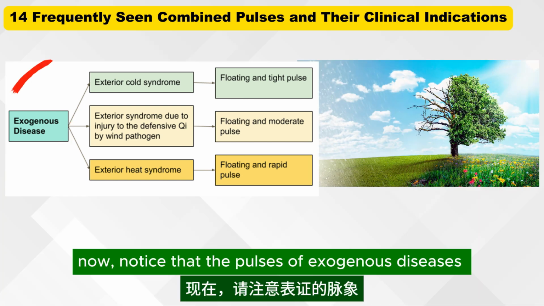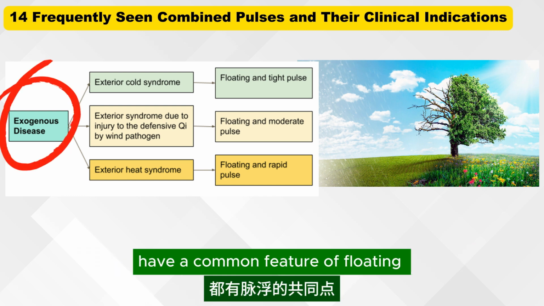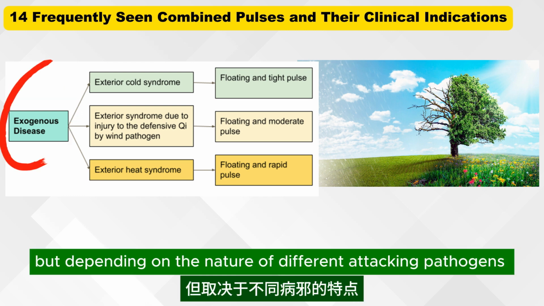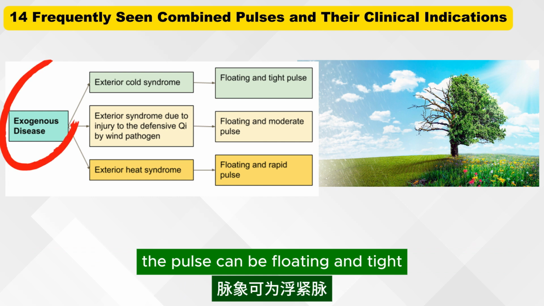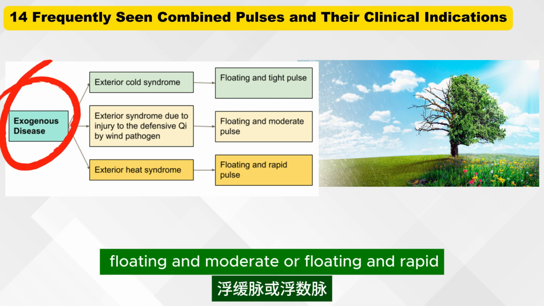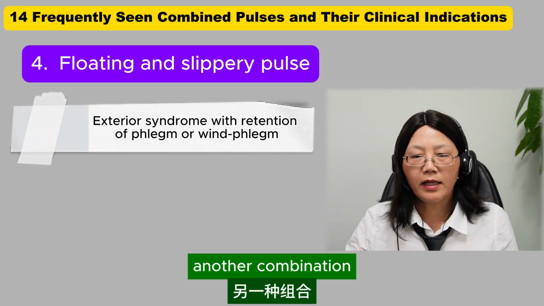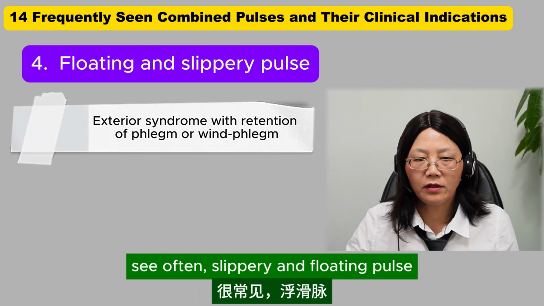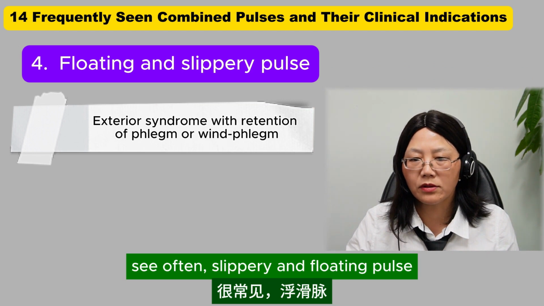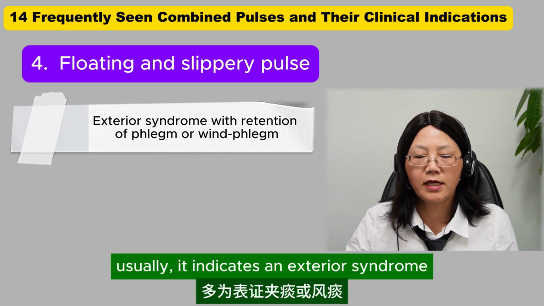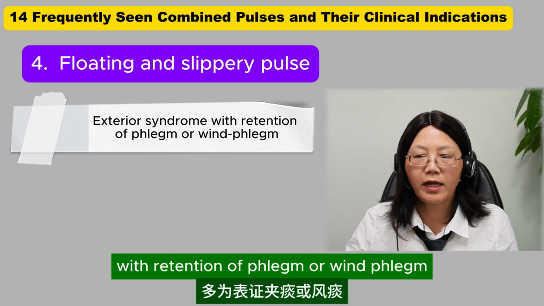Now, notice that the pulses of exogenous diseases have a common feature of floating, but depending on the nature of different attacking pathogens, the pulse can be floating and tight, floating and moderate, or floating and rapid. Another combination we see often is the slippery and floating pulse. Usually it indicates an exterior syndrome with retention of phlegm.